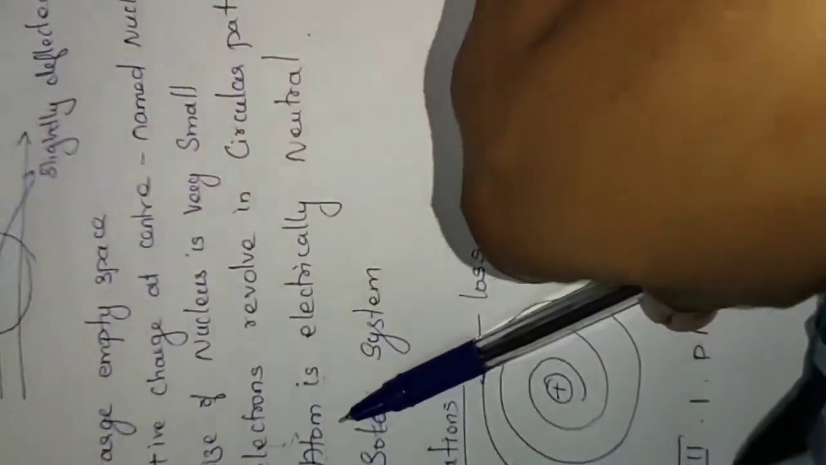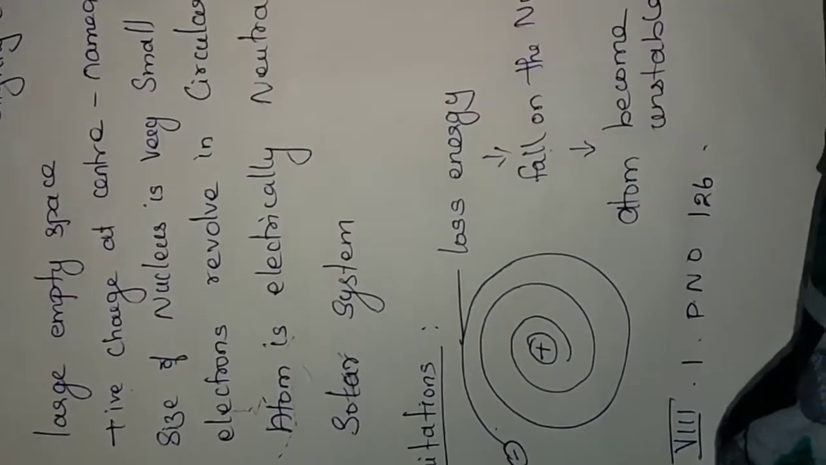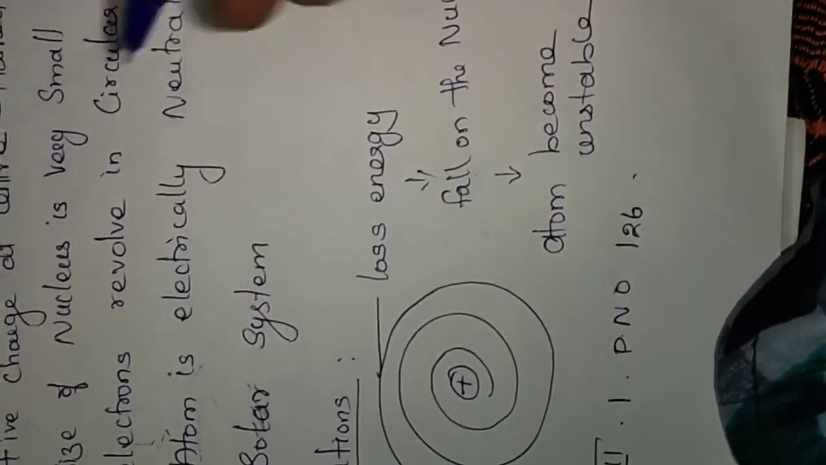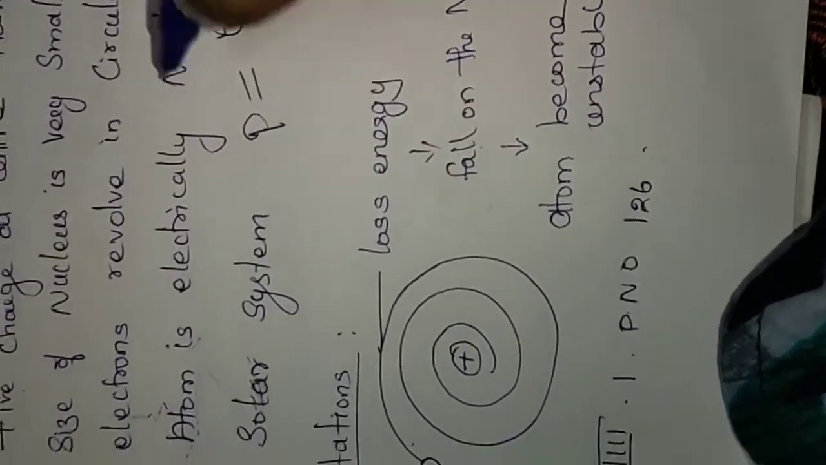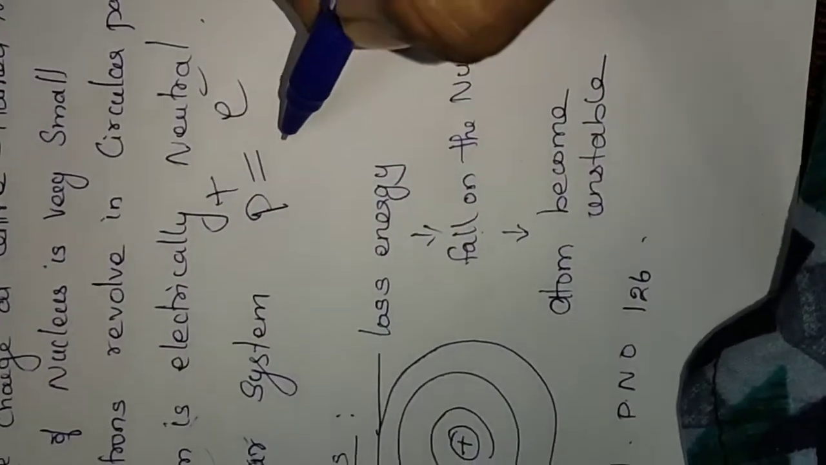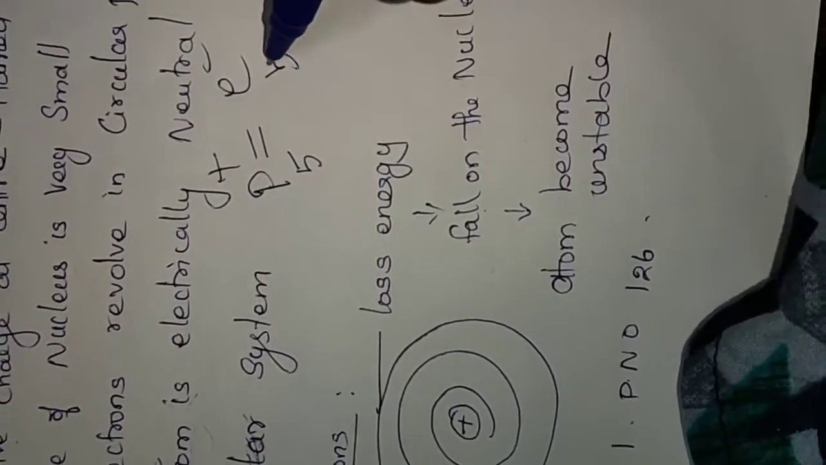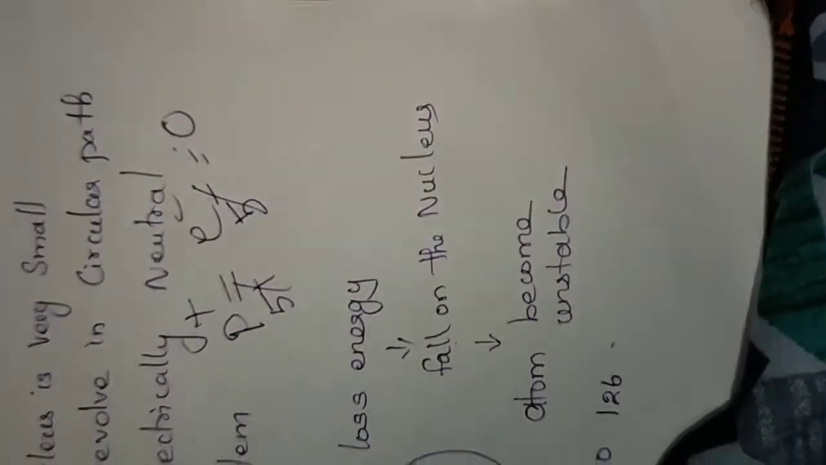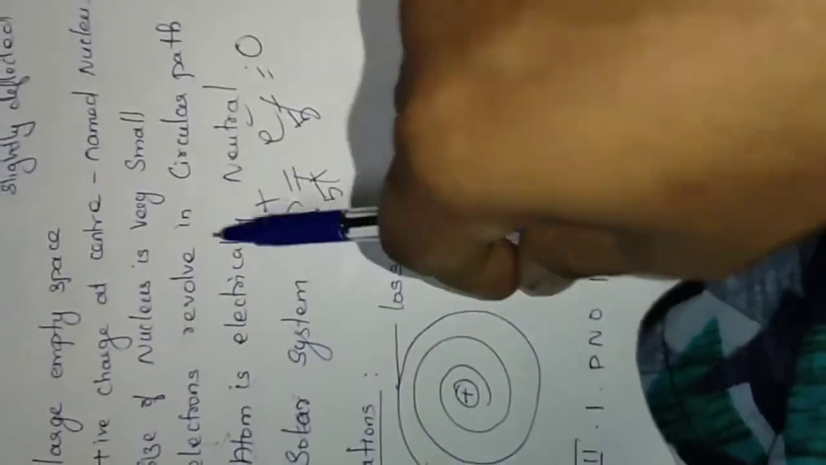And he also said that the atom is electrically neutral. What's the charge of the atom? The atom does not have any charge. It is neutral. Why? Because the number of protons is equal to the number of electrons. The number of positive charges is equal to the number of negative charges. See, if 5 protons are present inside the nucleus, outside the nucleus it contains 5 electrons. So 5 positive and 5 negative, what is the total charge? 0. So the atom is electrically neutral. The atom does not carry any charge.